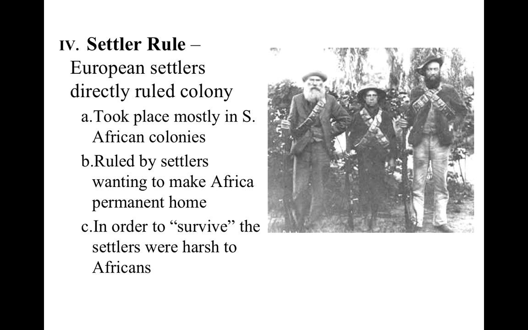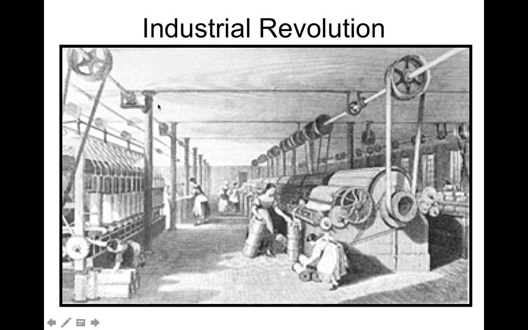They would come down there and settle these particular areas, ruled by settlers that wanted to make permanent homes in Africa. In order to survive, the settlers were harsh to the Africans. And that's when we get into talking about South Africa, the age of apartheid, and so on. So that's all going to be part of that as well. So just something for you guys to know with that.